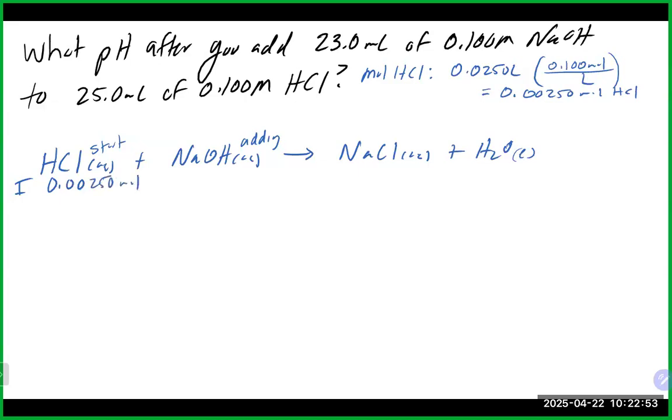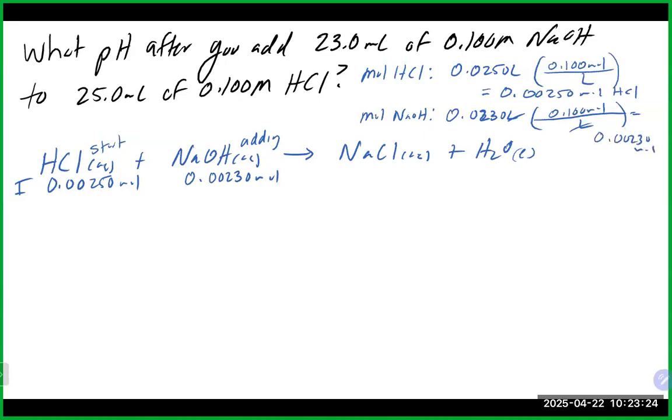We'll put that in our initial spot there, 0.0025 moles. We also need the moles of our sodium hydroxide, same deal. We're going to take the volume there, convert it to liters, and times it by the molarity, 0.1 moles per liter. Liters are going to cancel, and that's going to get us 0.0023 moles in this case. All right, any questions on that calculation there?